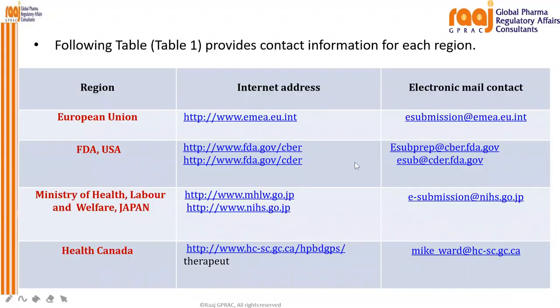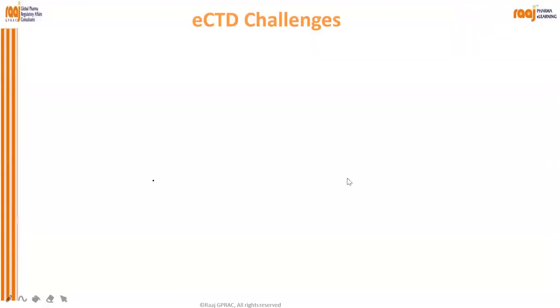And this is a table for US, Europe, Japan and Canada. The address is given and the electronic email contact. If you have any queries regarding eCTD for each region, we have given this. So now you understood the full eCTD. How does it look like? How PDF intelligent files, then operational attributes, then bookmarks, everything is understood.